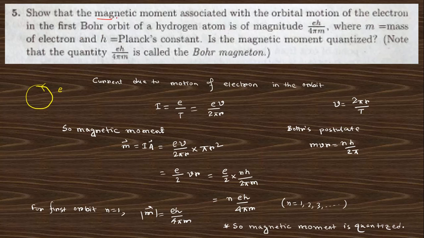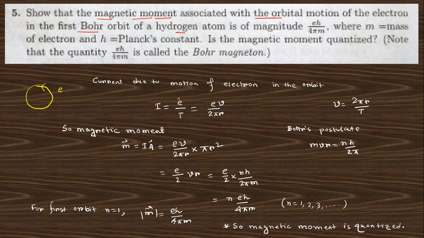The magnetic moment associated with the orbital motion of an electron in the first Bohr orbit of a hydrogen atom has the magnitude like that. So we need to prove that the magnetic moment associated with the orbital motion of the electron will be like that. You know that when the electron moves, that means a current in the opposite direction, and the current will be the charge per time, dq by dt.